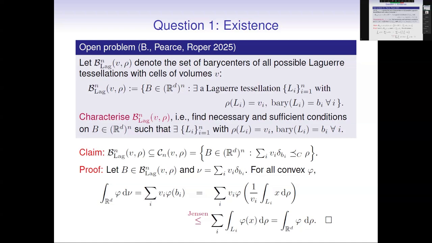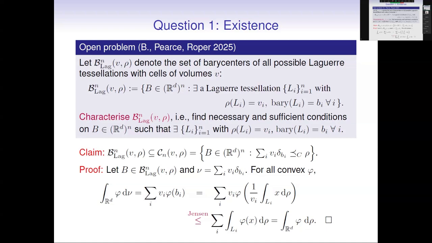And then since b is in B_n^lag, b_i is the barycentre of the ith Laguerre cell. So that means b_i is exactly this. And then since phi is convex, by Jensen's inequality, you can bring the phi inside the integral. And since the L_i form a tessellation, here we're just integrating over all of R^d.